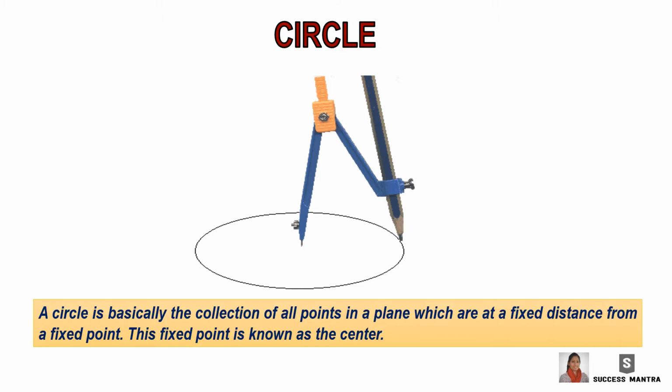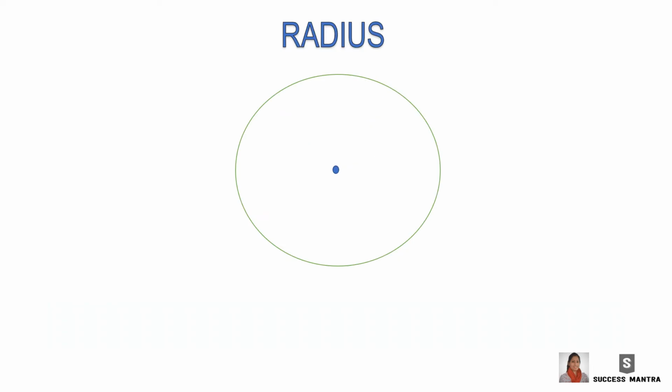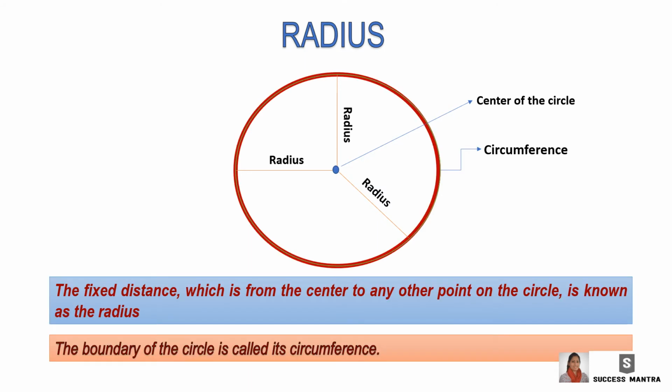So a circle is basically the collection of all points in a plane which are at a fixed distance from a fixed point. And that fixed point is called the center of the circle. Here you can see a circle and also the center of the circle is marked here. If you draw any line from the center of the circle to any other point on the boundary of the circle, it is called the radius of the circle. And the boundary of the circle is called the circumference.